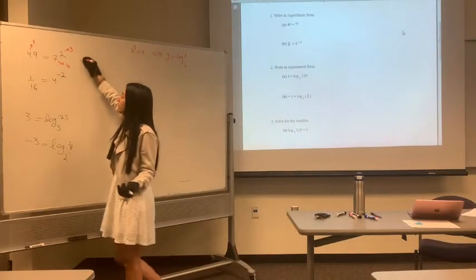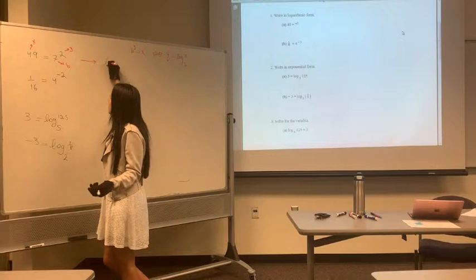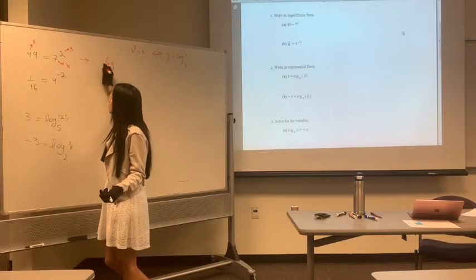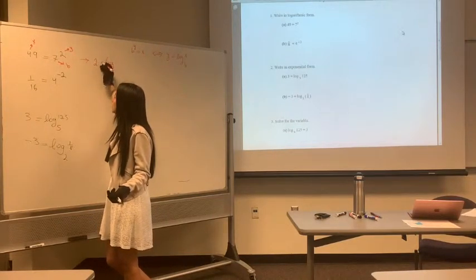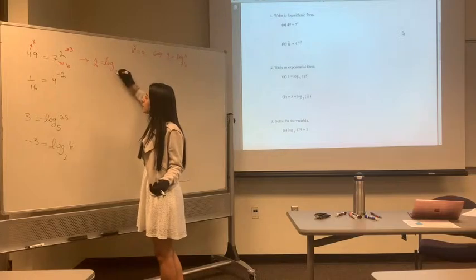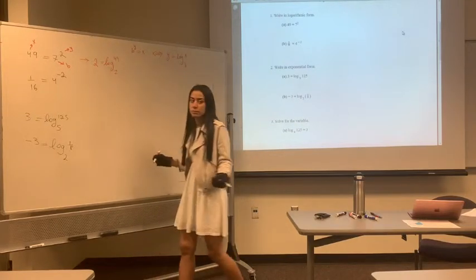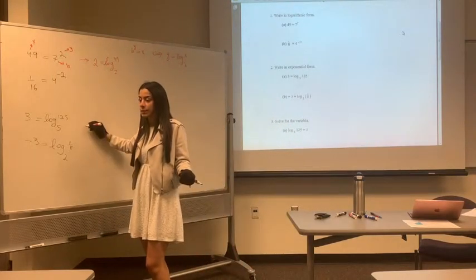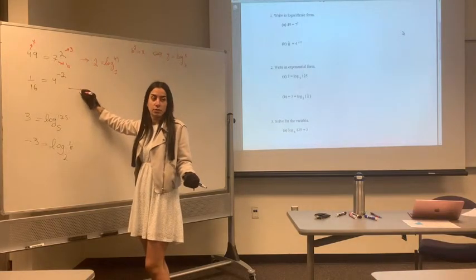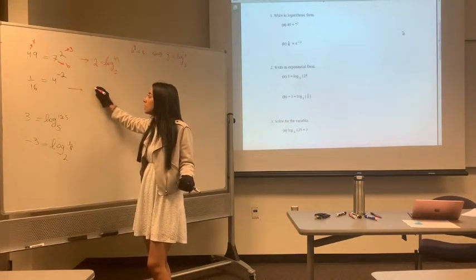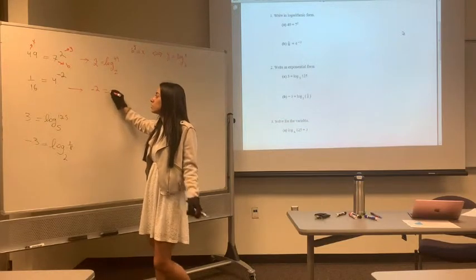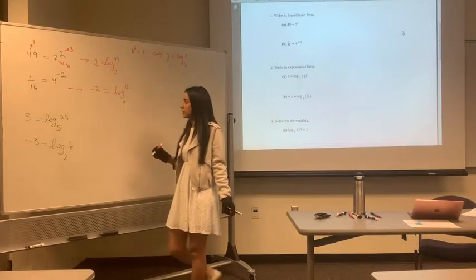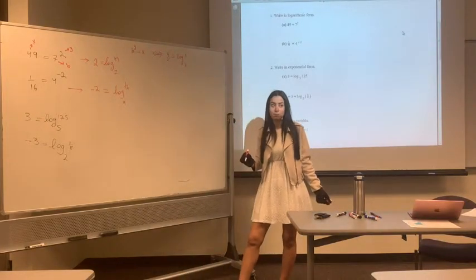So if we have such a thing, which is exponential form, we can write down y equal to, y is 2, log of base 7, 49. Right? Is this correct? So this one will be -2 equal to log base 4 and argument is 1/16. Okay?